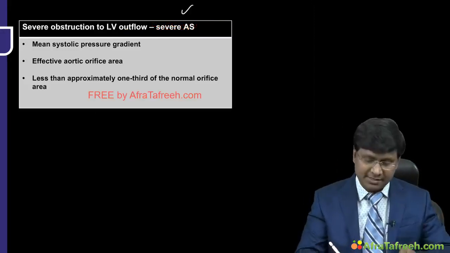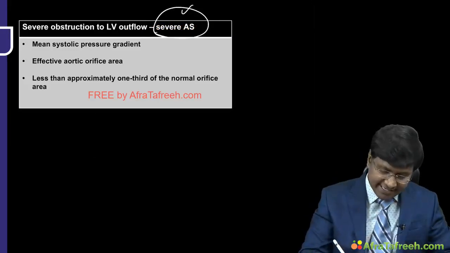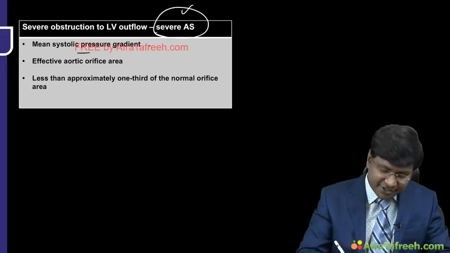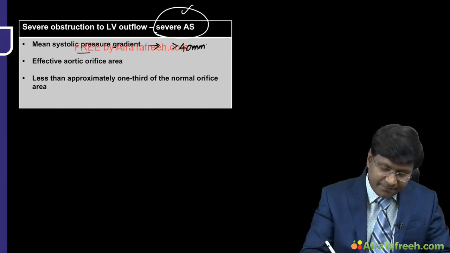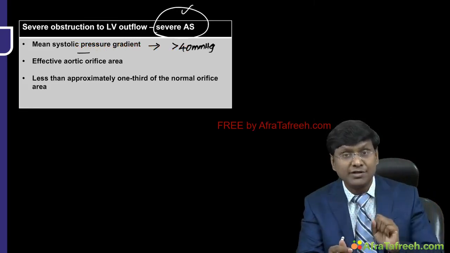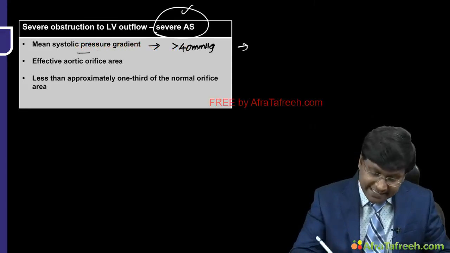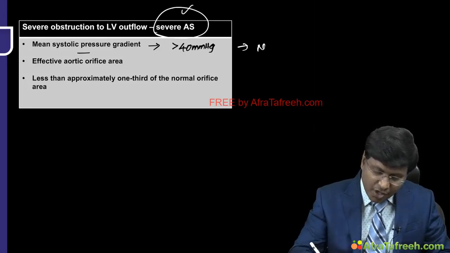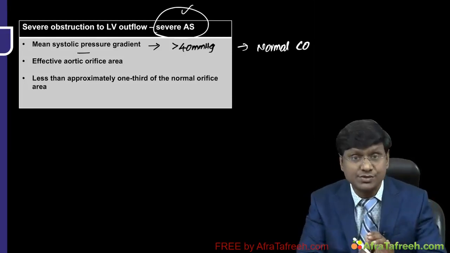When will you call it severe aortic stenosis? What should be the criteria to call it severe aortic stenosis? If the mean systolic pressure gradient, that is the gradient between the aorta and the left ventricle, is more than 40 millimeters of mercury, it is considered severe aortic stenosis. But even with severe aortic stenosis, the individual may have normal cardiac output in the early stages, right?